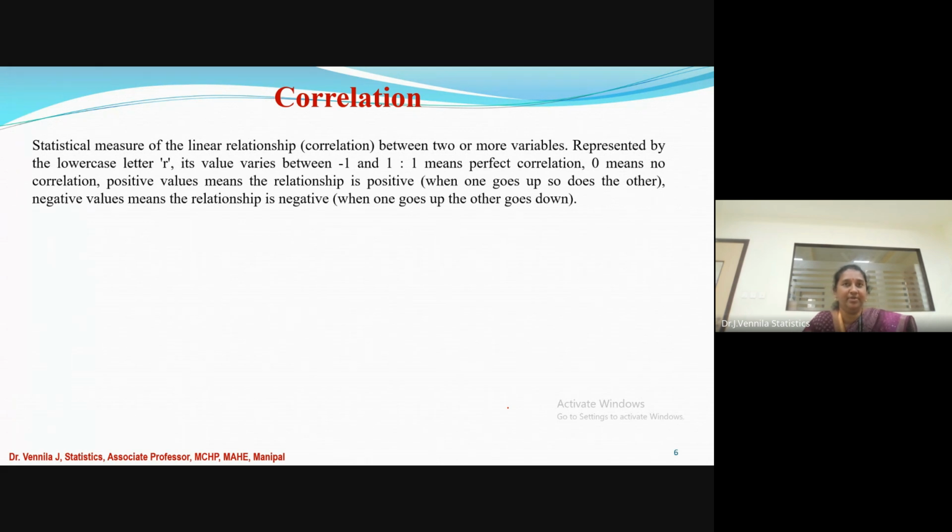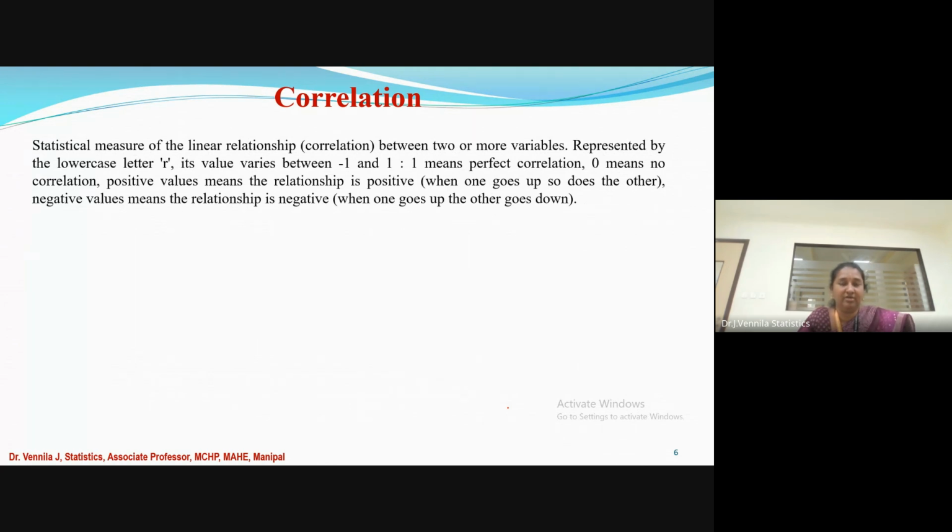Okay, for example, I'll tell you one medical example. You are giving some drugs, and you are giving some therapy also to that patient. So that time you want to identify whether the drug is working properly, and whether there is any relationship between the drugs and therapy or not. If you want to find that out, that time we have to apply the correlation.